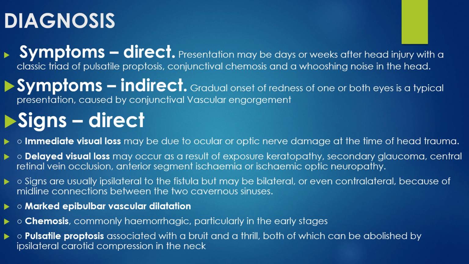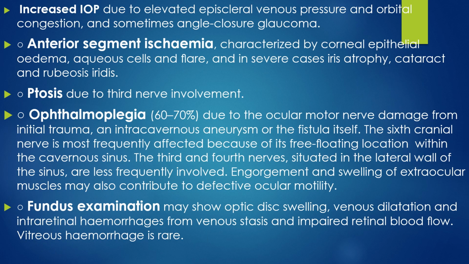Marked epibulbar vascular dilatation may also be seen. There is a chemosis that is edema, usually hemorrhagic, particularly in the early stages. The proptosis is pulsatile, associated with bruit and a thrill, both of which can be abolished by ipsilateral carotid compression in the neck. There is raised intraocular pressure due to the elevated episcleral venous pressure and orbital congestion, and sometimes there is angle closure glaucoma.